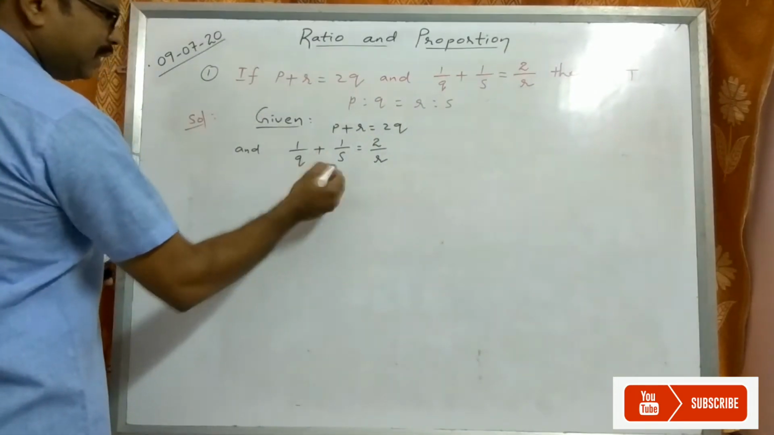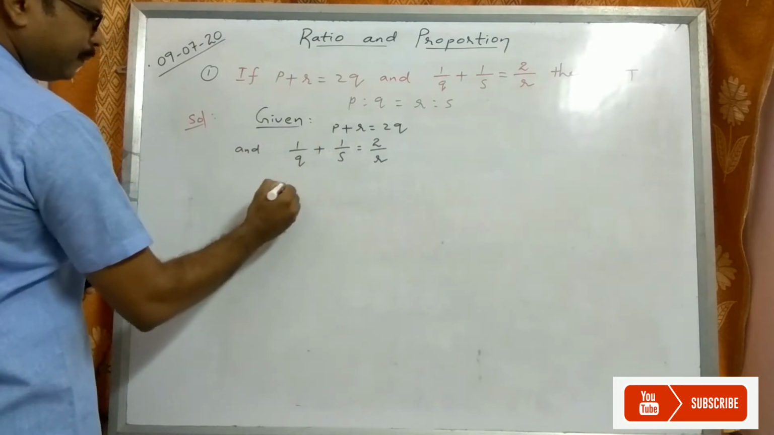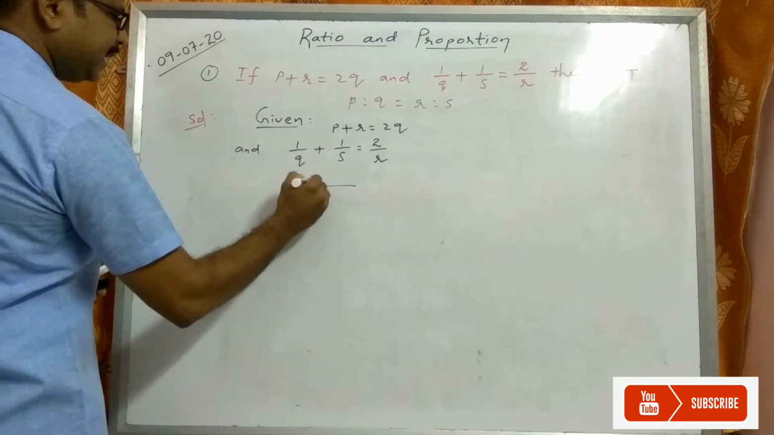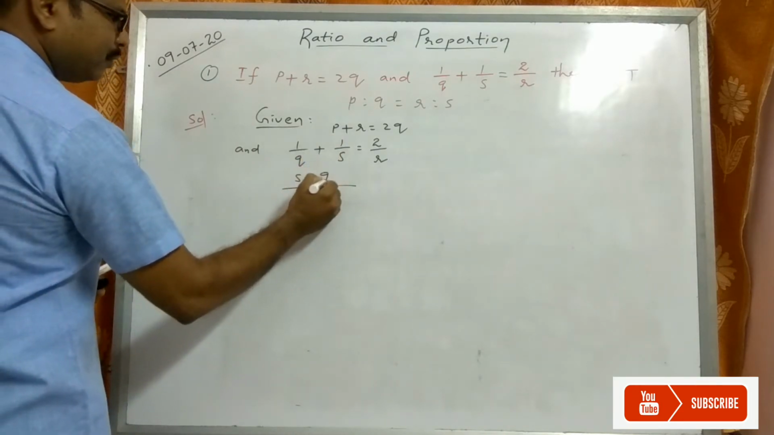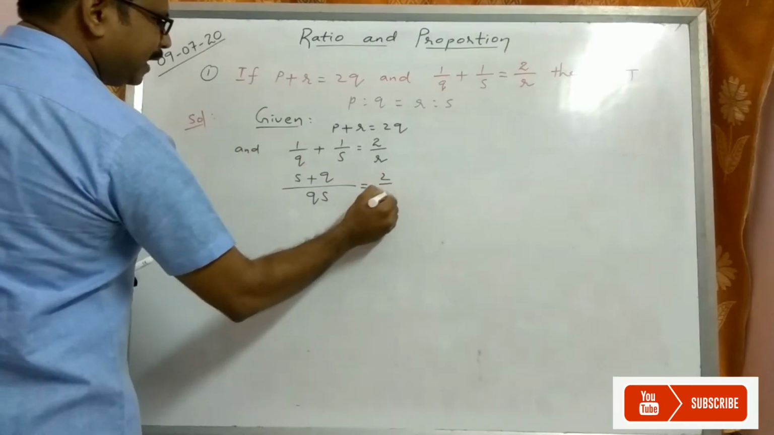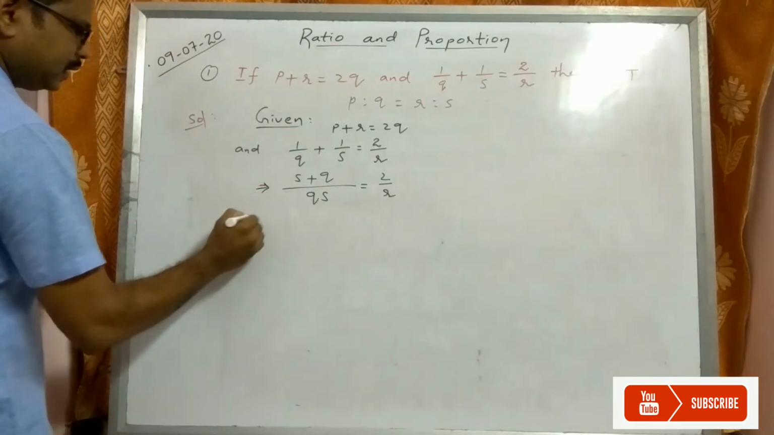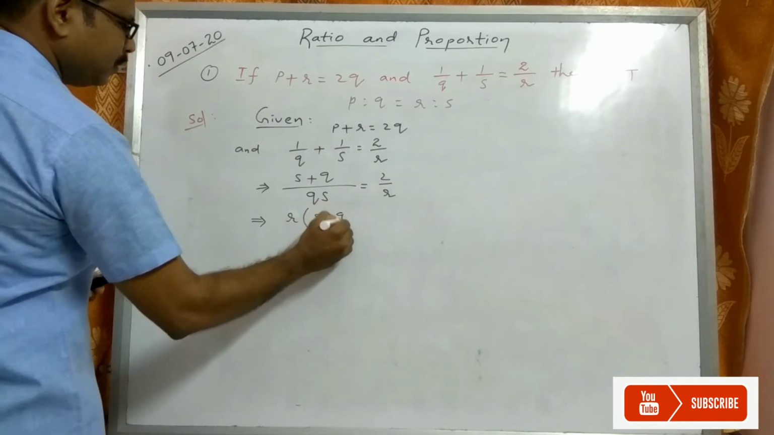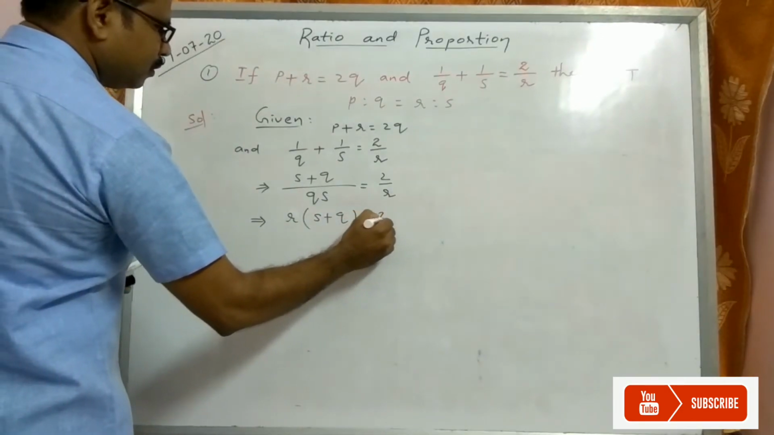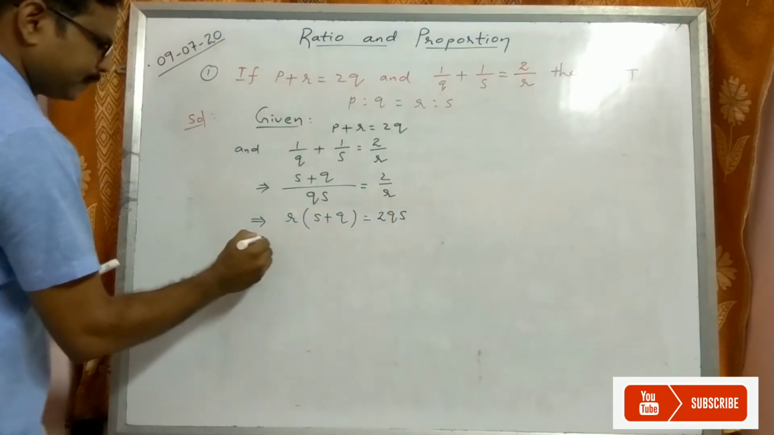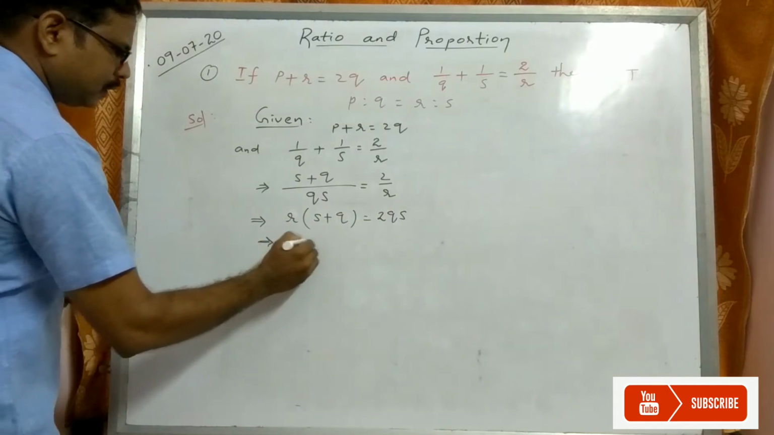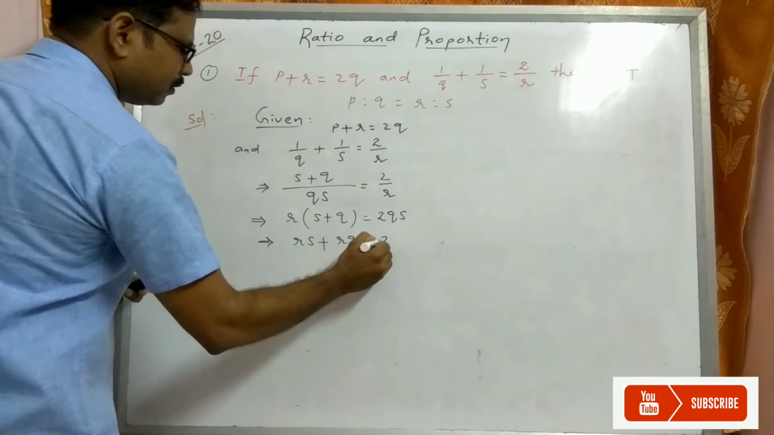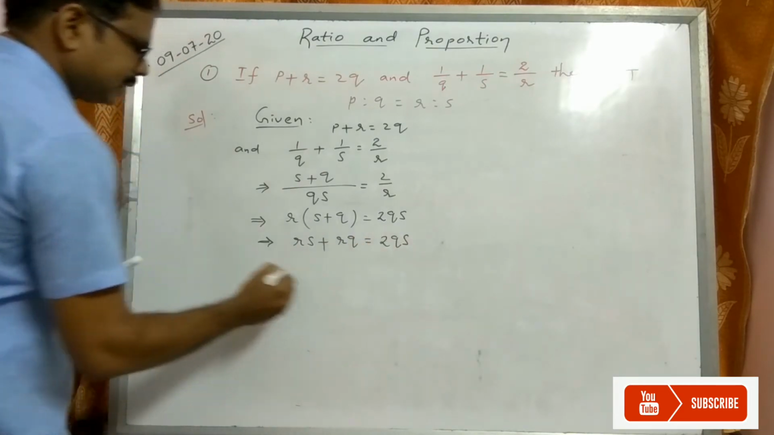Now I will take LCM here. What is the LCM? QS. So what will you get? S plus Q by QS equal to 2 by R. Just cross multiply. R into S plus Q equal to 2QS. RS plus RQ equal to 2QS.